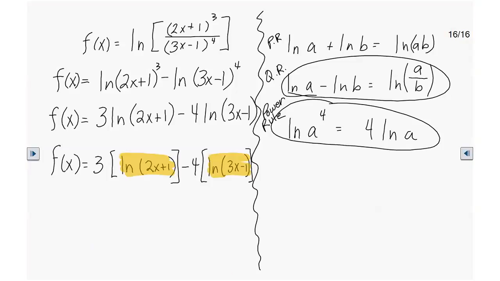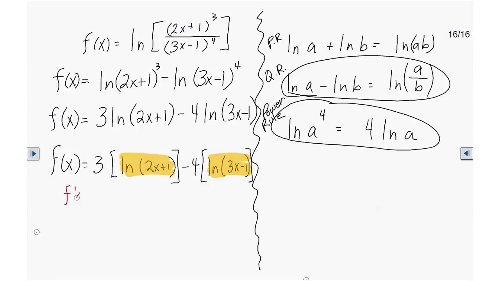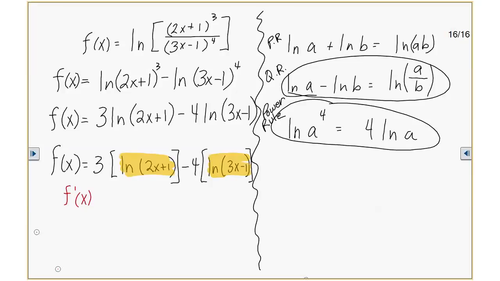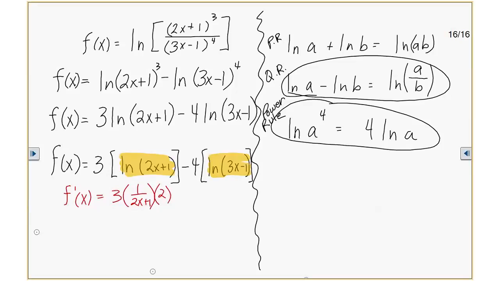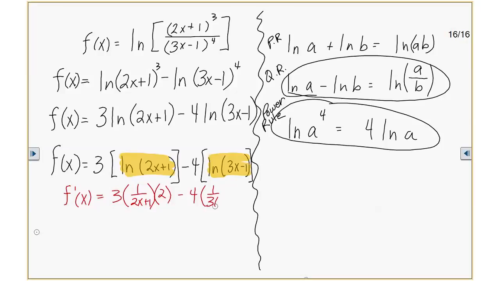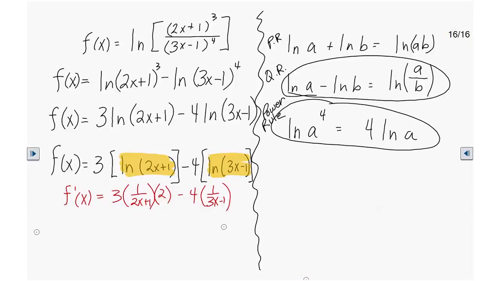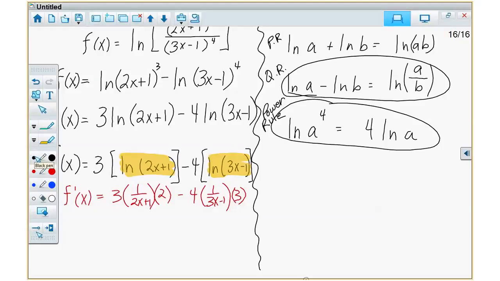Now I'm ready to do my calculus. I'm going to do it in red, so you'll see how much of this problem is actual calculus. One over (2x plus 1) times what? 2. Minus 4 times 1 over (3x minus 1) times what? Okay, your calculus is done. Now what? Back to what? Back to algebra.